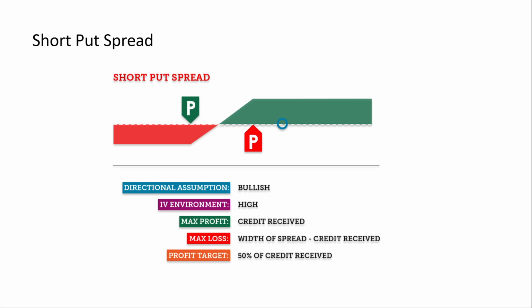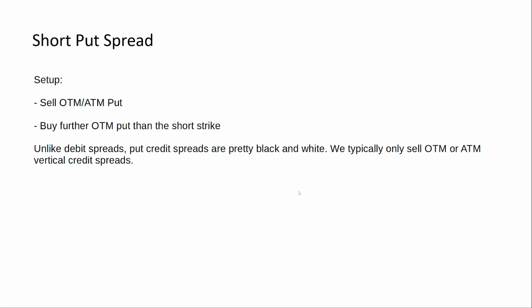The max profit, just like the short call spread, is going to be the initial credit which you receive. The max loss, of course, is going to be the width of the spread minus the credit received. And the profit target, just like the other one, we can go for half of the initial credit, or we can just let it expire and take the entire profit from the credit.